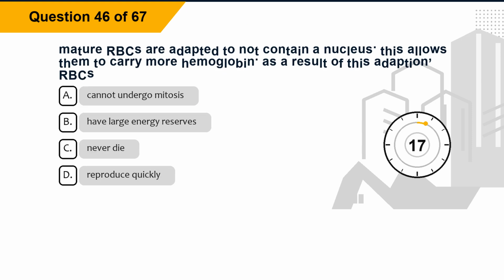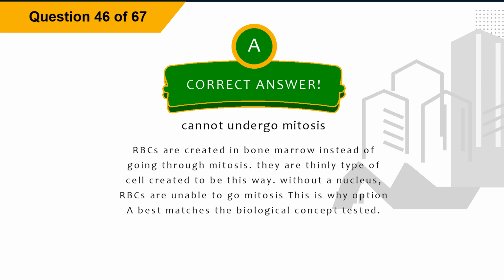Question 46. Mature RBCs are adapted to not contain a nucleus. This allows them to carry more hemoglobin. As a result of this adaptation, RBCs: Option A, cannot undergo mitosis. Option B, have large energy reserves. Option C, never die. Option D, reproduce quickly. The correct answer is option A, cannot undergo mitosis.